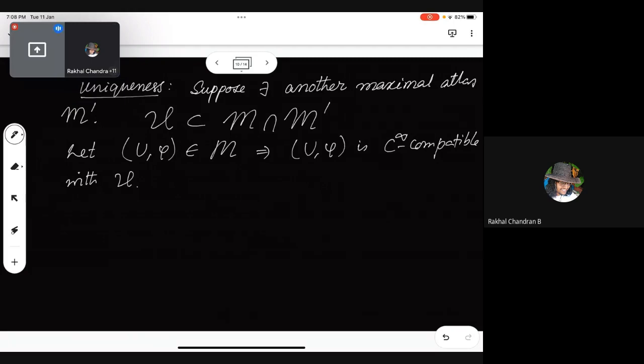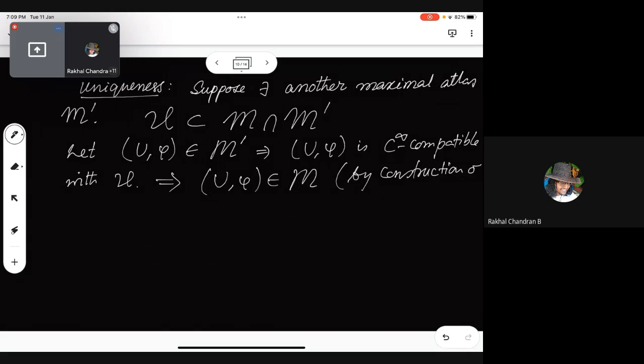So can you conclude that U phi is also... well, let's first look at this part, it's easier. Let U phi belong to M prime. So this is C infinity compatible with U because U lies in M prime also. Is this fine? So this means U phi lies in M. This is by construction of M. Is it clear?